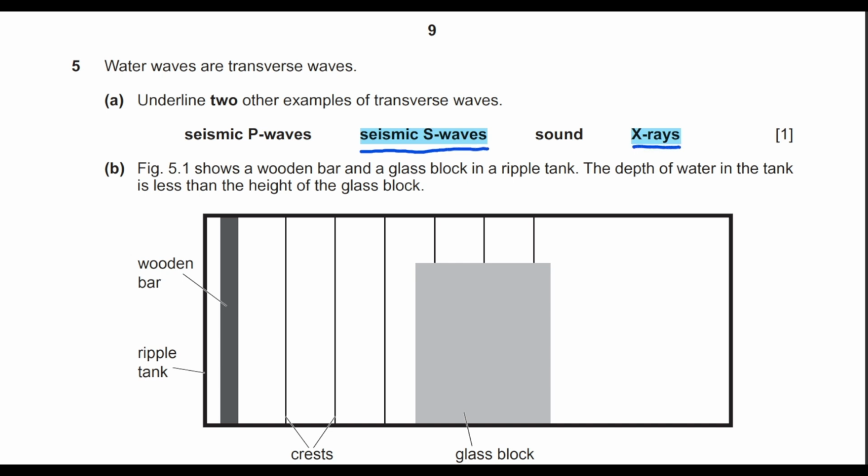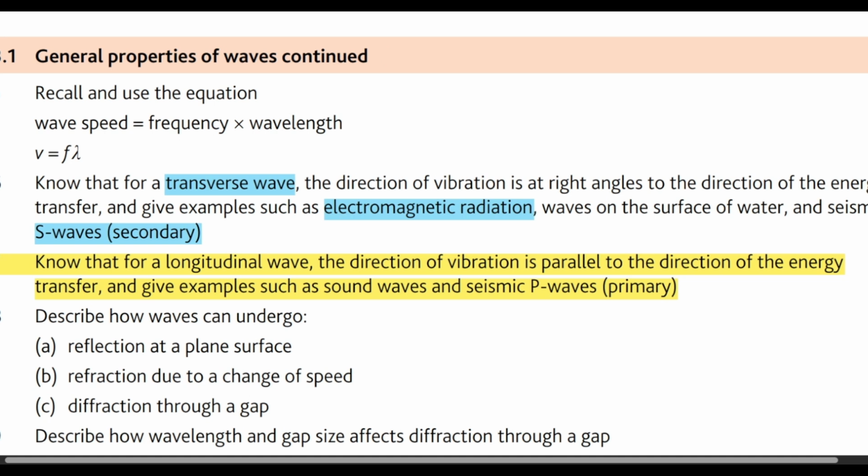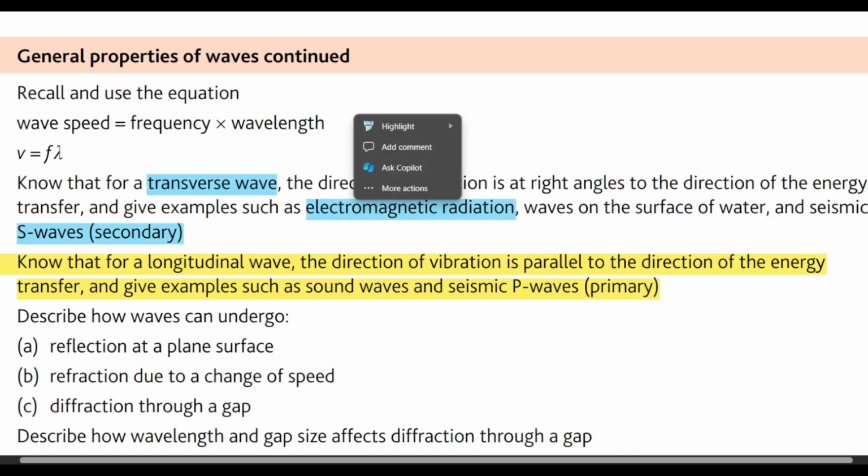Now you might be confused that you may have skipped the seismic P and S waves in your books or probably in your notes. But I will bring you back to the syllabus. You will see that this is in 3.1, that the candidates are supposed to know that transverse waves are not only electromagnetic radiation, they're highlighted in blue, they're also the seismic S waves, this one. This is also part of the transverse. Now you should remember them. These are the ones responsible for earthquakes.